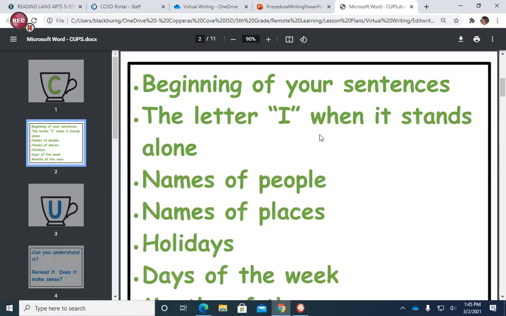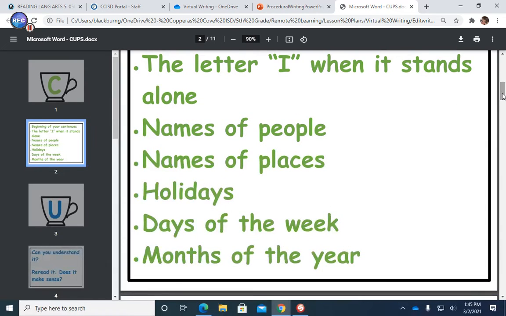The letter I, when it stands alone, is always capitalized. Sometimes we forget this. I always like to tell my students that you are a very important person, so you should always capitalize the letter I when you're speaking about yourself. You also capitalize the names of people, the names of places, holidays, and the days of the week. Also, don't forget the months of the year are also capitalized.